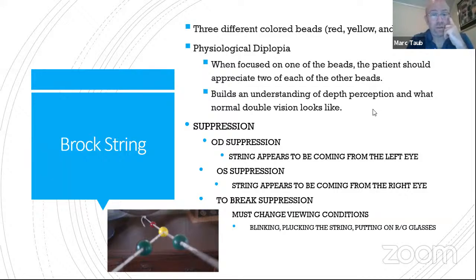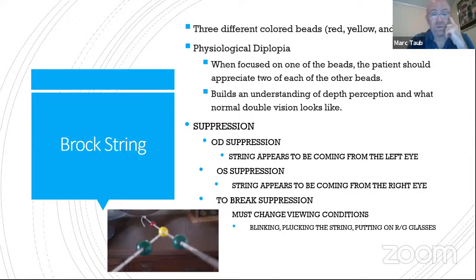Now the other thing we can tell with the Brock string is suppression. So say the string only appears to be coming from the right eye. If the string only appears to be coming from the right eye, then where's that left eye? That left eye is suppressing. To break the suppression, you need to change the viewing standpoint.